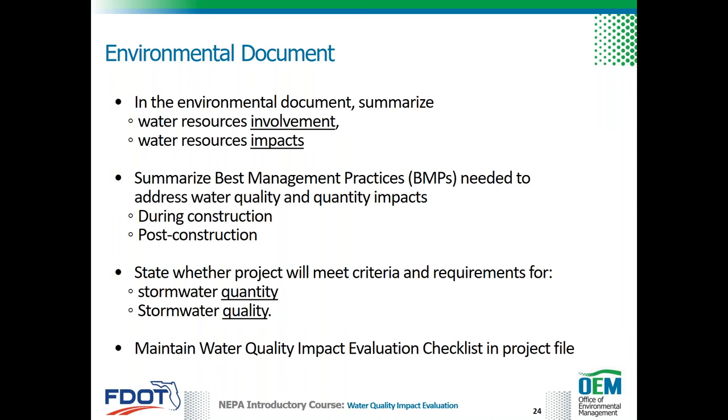Summarize the results of the water resource evaluation, involvement and impacts in the environmental document. Summarize the best management practices needed to address water quality and quantity impacts both during and following construction. State whether the project will meet criteria and requirements for both stormwater quantity and water quality criteria. Maintain the wiki in the project file to support the conclusion made in the environmental document.